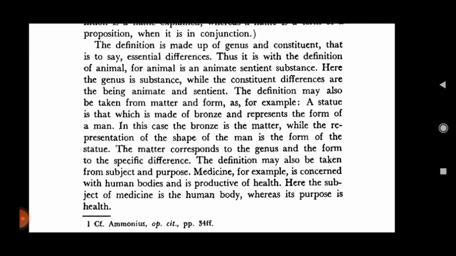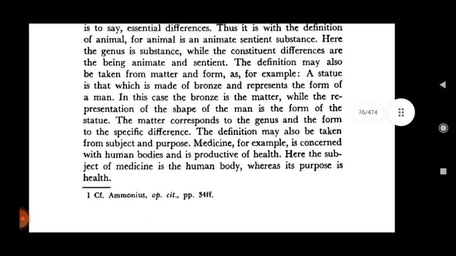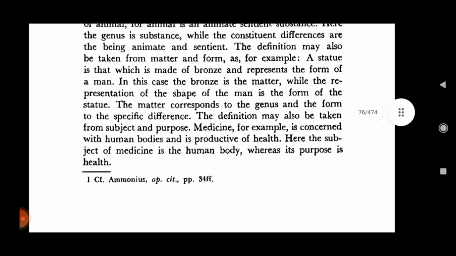Thus, it is with the definition of animal, for animal is an animate sentient substance. Here the genus is substance, while the constituent differences are being animate and sentient. The definition may also be taken from matter and form, as for example a statue is that which is made of bronze and represents the form of a man. In this case, the bronze is the matter, while the representation of the shape of the man is the form of the statue. The matter corresponds to the genus, and the form to the specific difference.